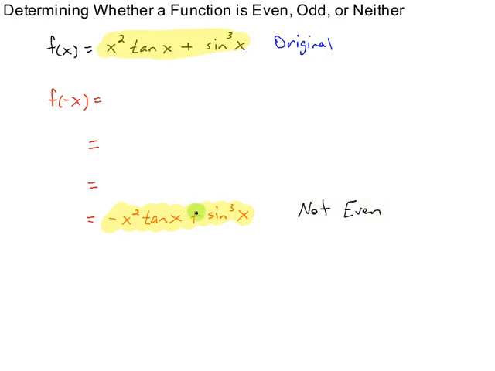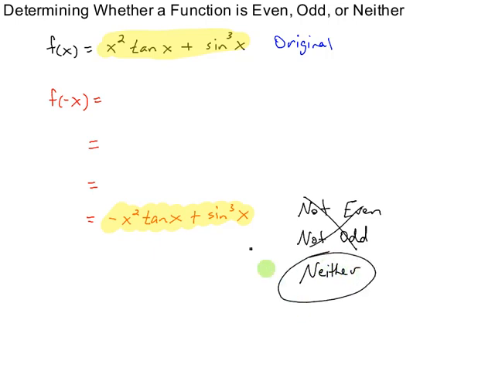And then if you look at this and compare it to here, it's not the opposite of this either, because the opposite wouldn't distribute the negative. And here the sine cubed is positive. So that means it's not odd. So if it's not even and it's not odd, that means it's neither even nor odd. So that's an example of what you might get for a function that's not even or odd.